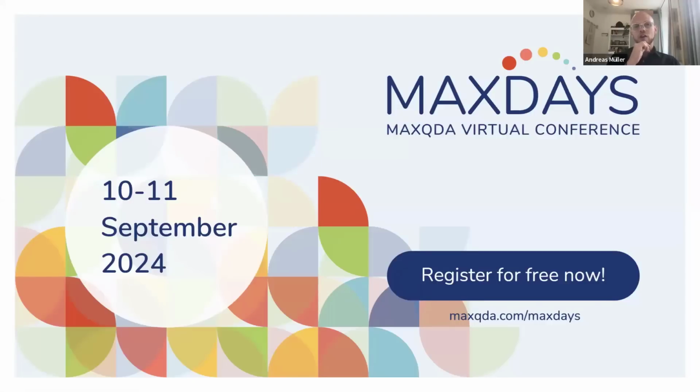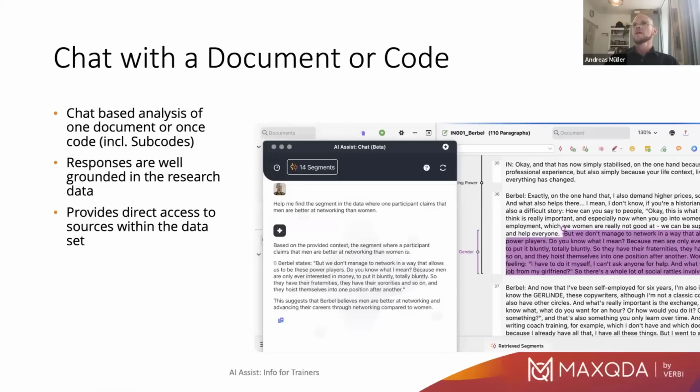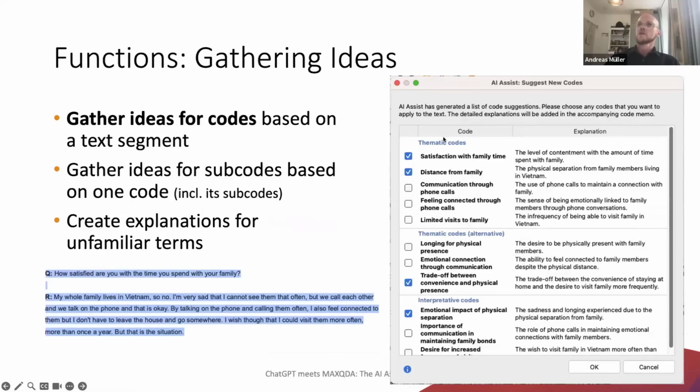Can you use MAXQDA to generate the codes itself before applying it? Yes, with the suggest subcode feature, with the suggest codes feature. However, it's on a segment by segment basis. You can get suggestions for codes based on a specific segment, but it's not going to suggest codes for the entire project for you. Is it possible to group AI-generated codes? Yes, I think we saw that. You can just group them, reorganize them, merge them. It's just another code.